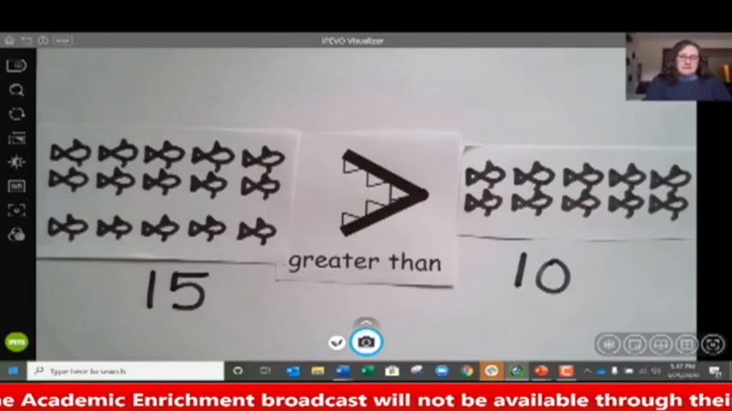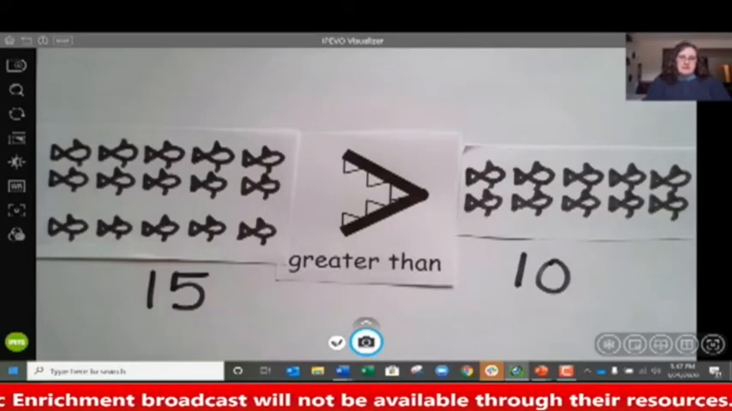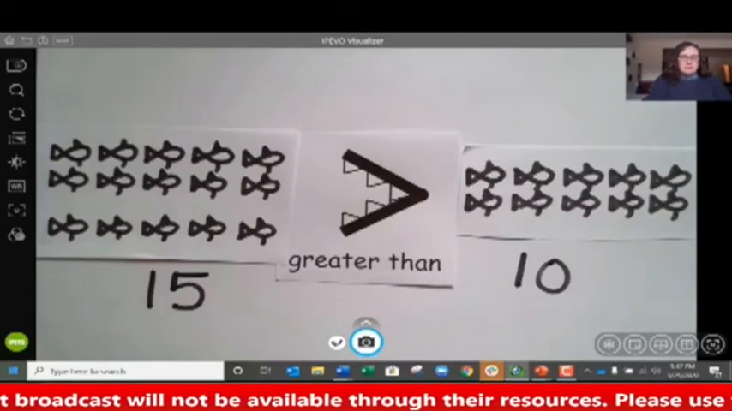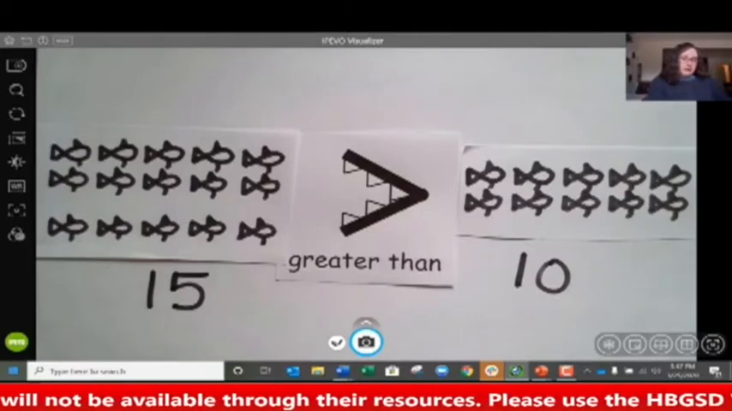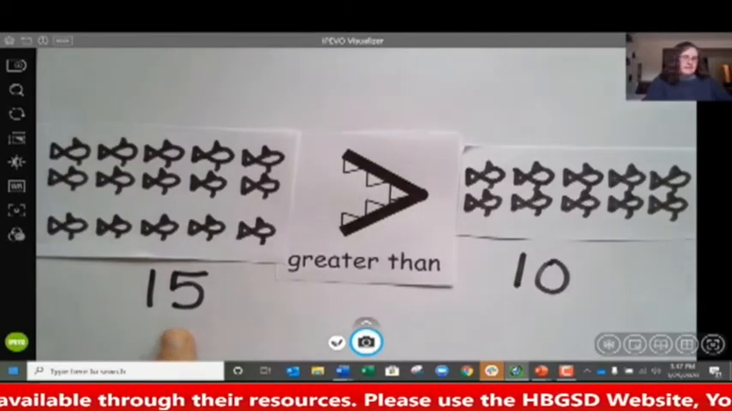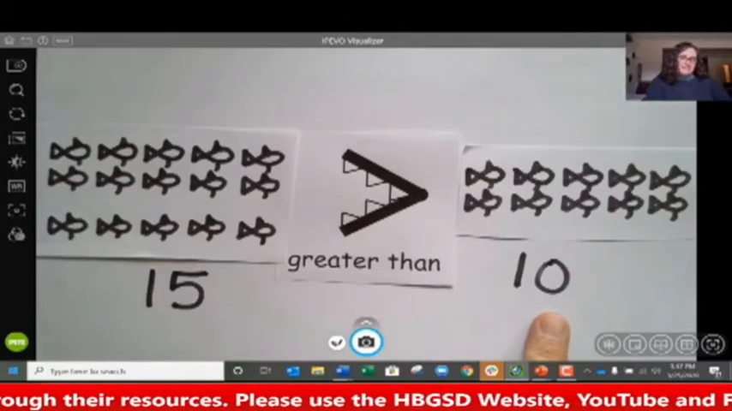If you have a partner, maybe a stuffed animal or a brother or sister or a grown-up nearby, I want you to explain your thinking. How do you know that 15 is greater than 10?